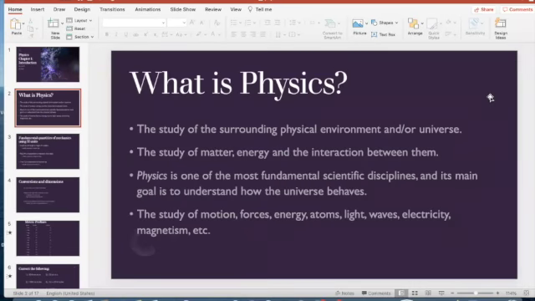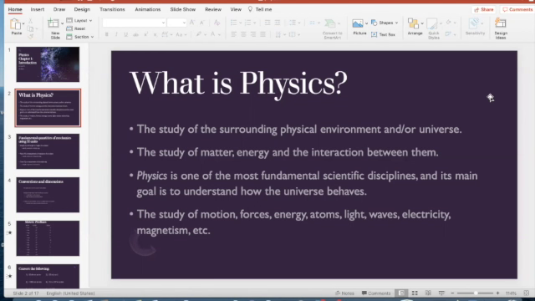Okay. All right. So we talked about physics being just the study of the physical environment surrounding us, not just the environment here on Earth, but out into the universe as well. So it's the study of matter, energy, and the interactions between the two. It's one of the most fundamental scientific disciplines, and the main goal is just to understand how the universe behaves.